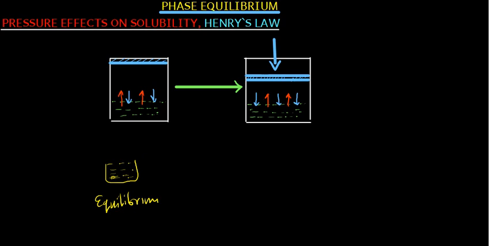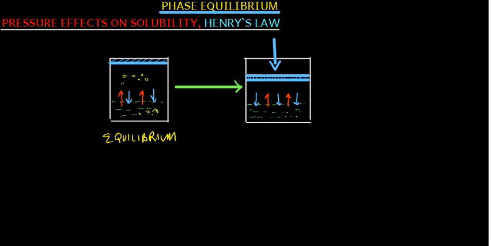Now, in this example, we have first a substance which is at equilibrium, which is here. By equilibrium, we are talking about gas. We have gas particles on top here, and the rate at which the gas particles are dissolving into solution is equal to the rate at which they are going out of the solution. And so we've reached a point of equilibrium.